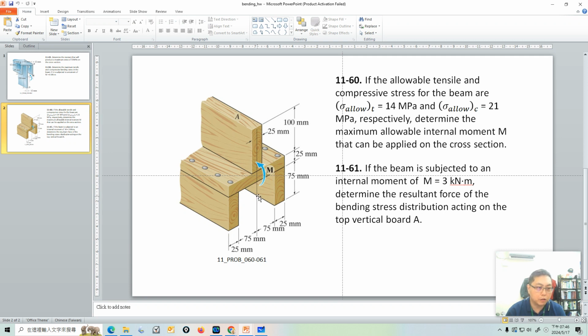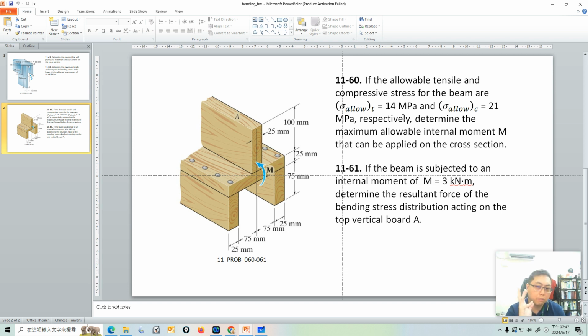There's a beam, and this is the very special cross section of this beam. The maximum allowable tensile stress is 14 megapascal and the maximum allowable compressive stress is 21 megapascal, and we need to determine the maximum allowable internal moment. Keep this in mind.